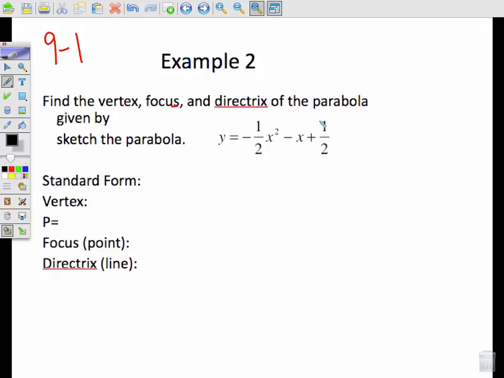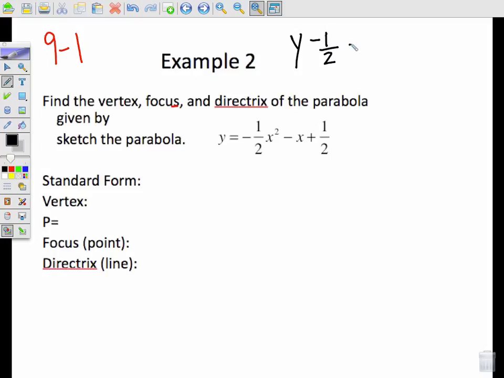This is in general form, and we actually need to go through a process to put it into our vertex form, and here's how we would do that. You have to complete the square. So we're going to move the 1/2 over. You can probably remember completing the square from a while ago.